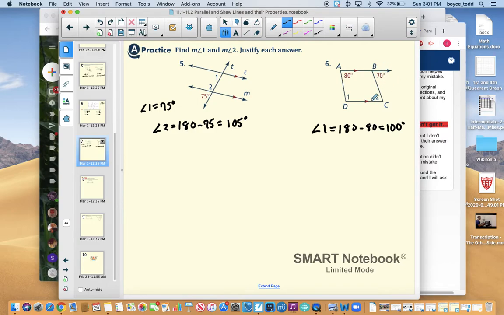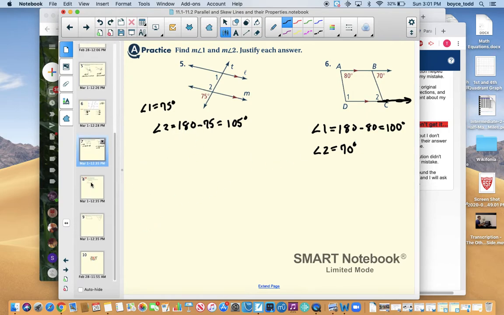And then, if we were to extend this line here, say we extended it and it was really parallel, and these are both parallel, well, these are alternate interior angles. So angle 2 is congruent to this 70-degree angle, which means that angle 2 is equal to 70 degrees.